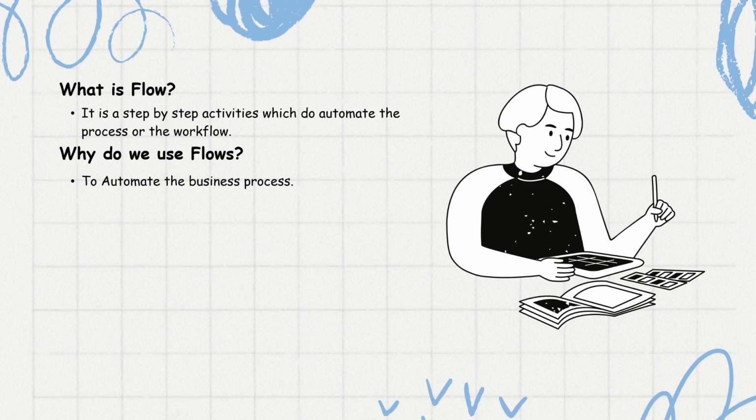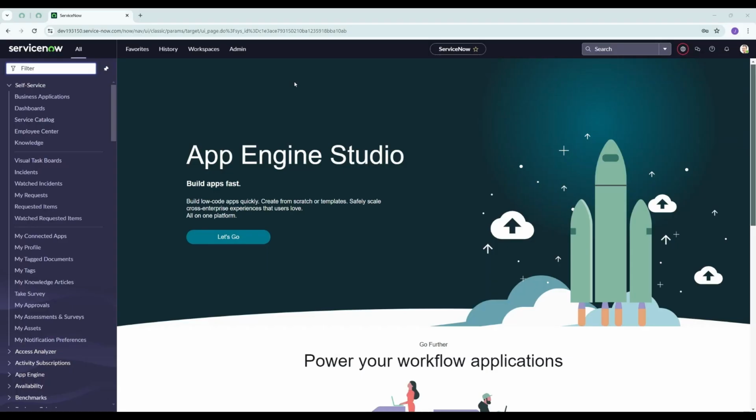Why do we use flows? We use flows to automate business processes. For example, if you have raised a request for a new laptop in your organization, by using flows we can send an email to the corresponding department automatically so that they can respond to you as quickly as possible. And we can use them in so many ways. In our to-do application, we are going to create two flows.